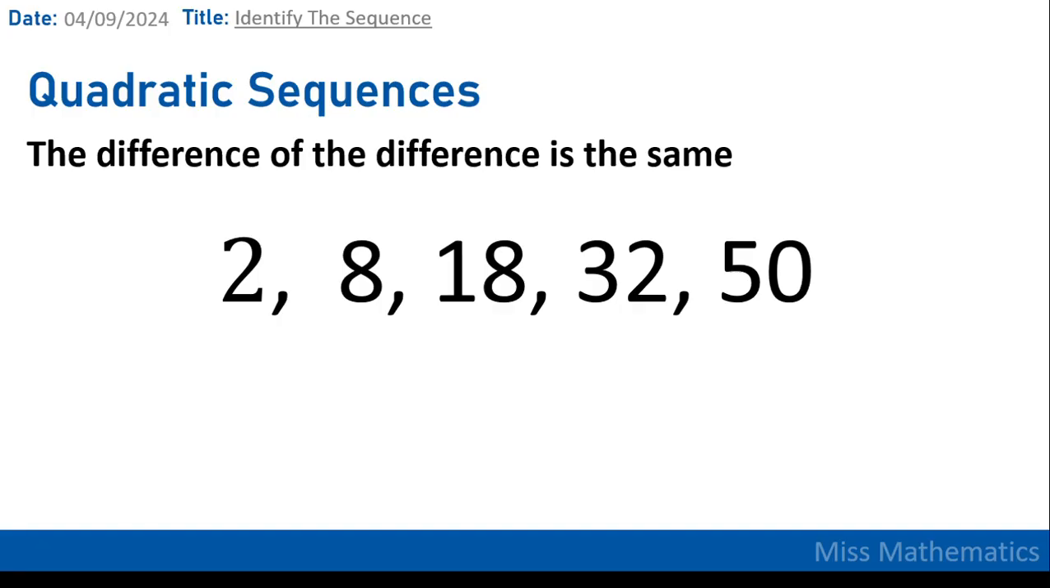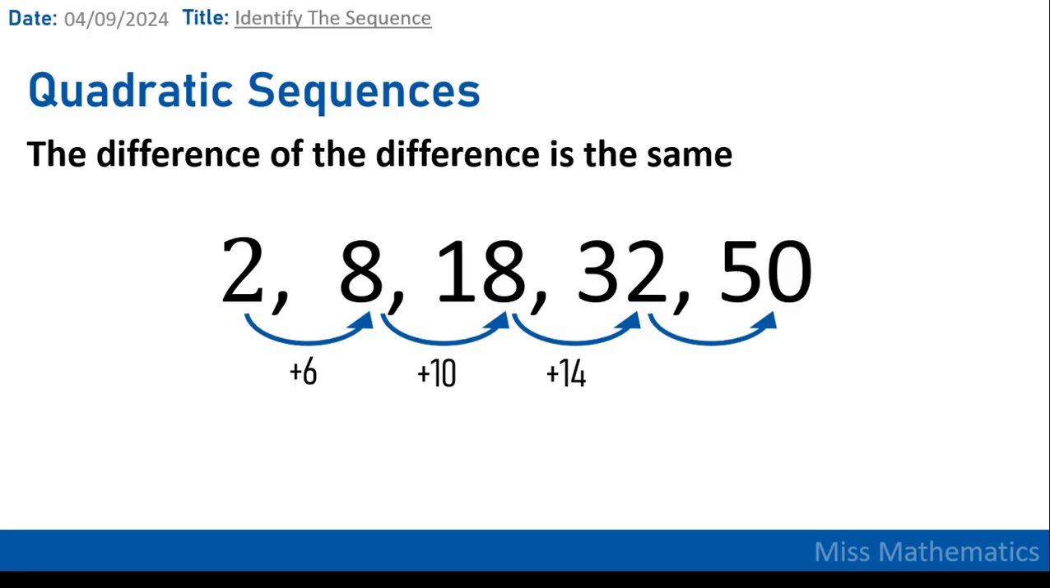A quadratic sequence is where the difference of the difference is the same. This might sound really confusing, but I promise it's easy. In this case, you can see you're adding by 6, adding by 10, adding by 14, and adding by 18. So it can't be an arithmetic sequence.